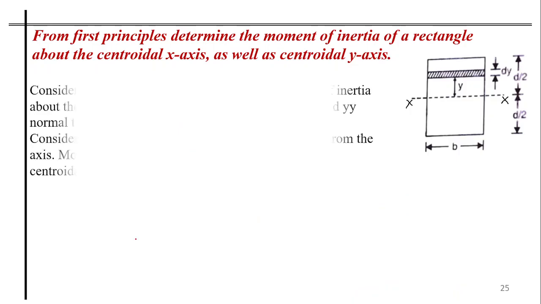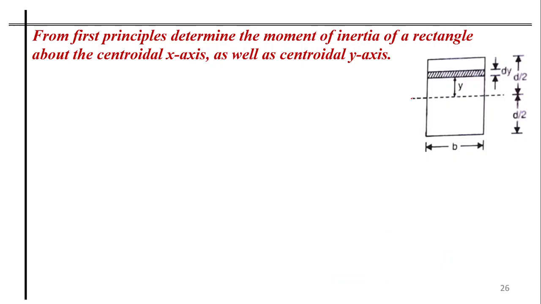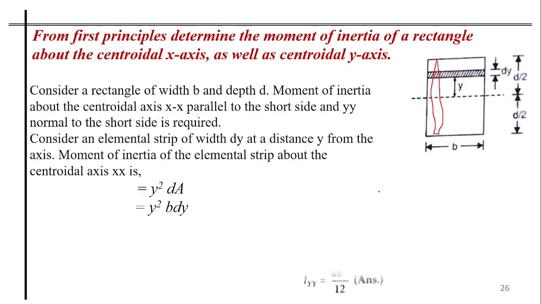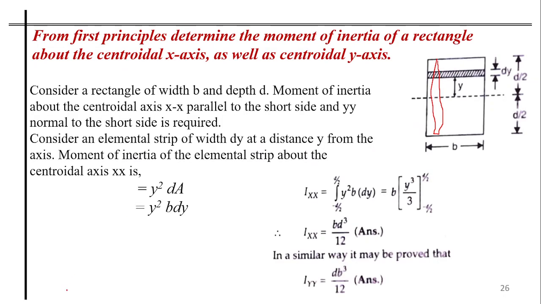Let me rub this off. So that's what you are going to get. Similarly, if you are taking it vice versa, you are going to get db cube divided by 12. No other change, if you are considering it for the y axis. The only change is that you are going to get a small strip like this, and you follow the same process.